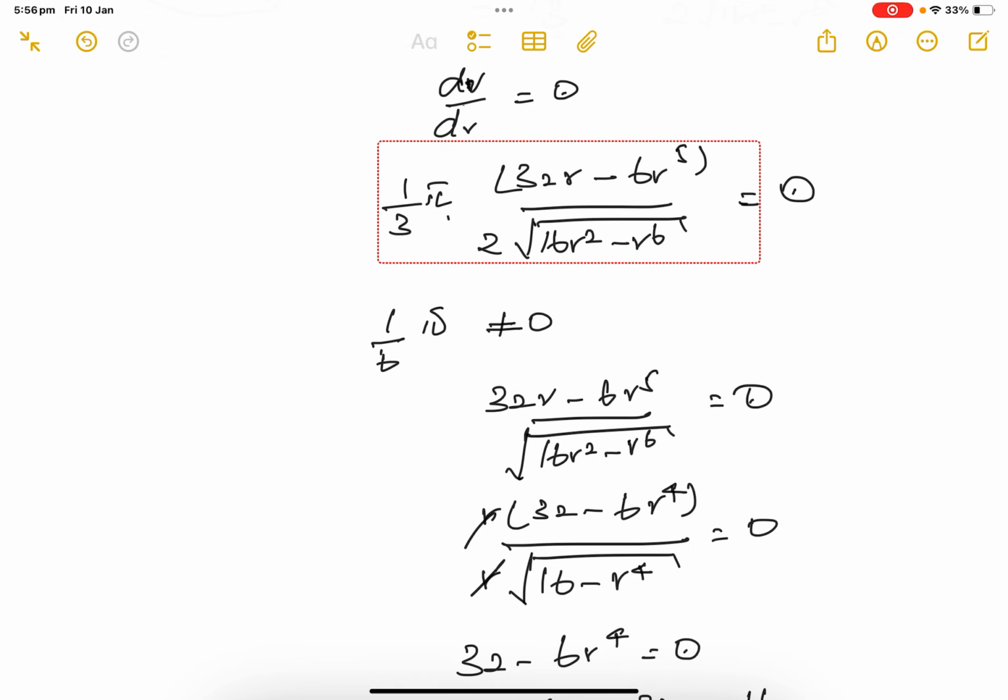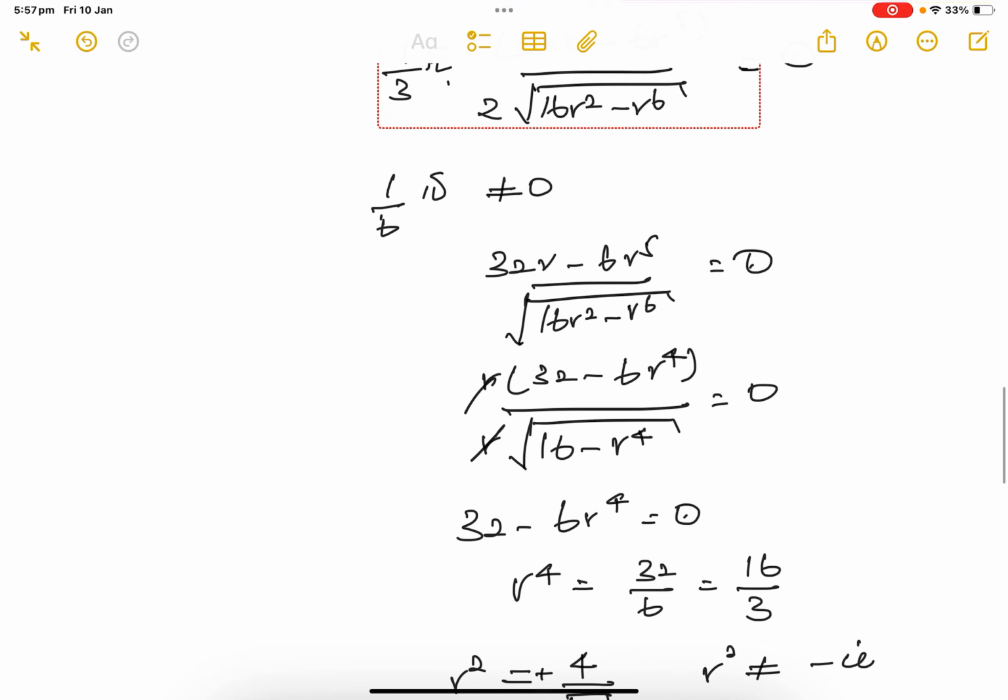Let's take the constant out, 1/3 pi, and then divide by 2. So 1/6 pi, 1 over 6 pi, it can't be 0. So that is not equal to 0. So what can be 0?